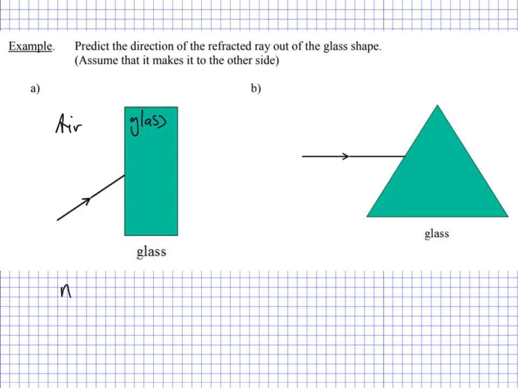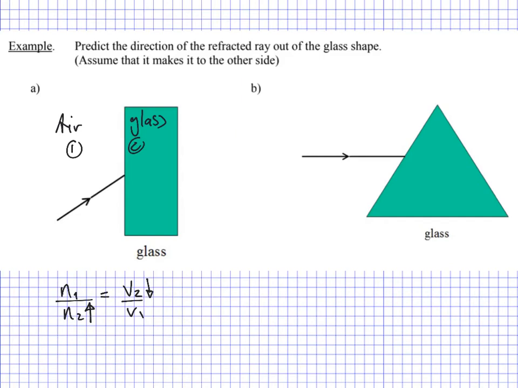Snell's law, let's call this 1 and this 2. N1 over N2 is equal to V2 over V1. And that says, let's think this through, if the refractive index in glass is bigger, if this goes up, that means this goes down.